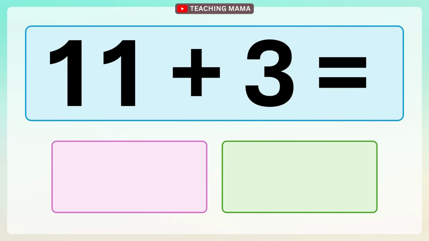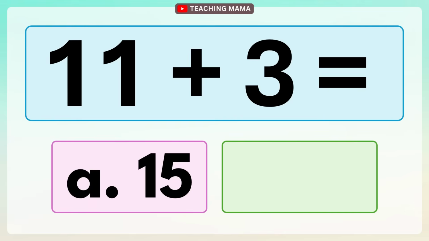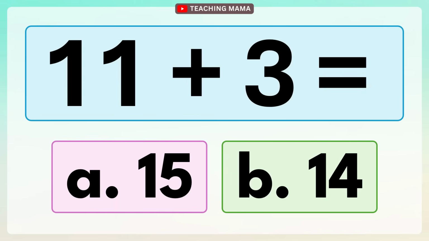Eleven plus 3 equals A. 15 B. 14. What is the answer? B. 14.